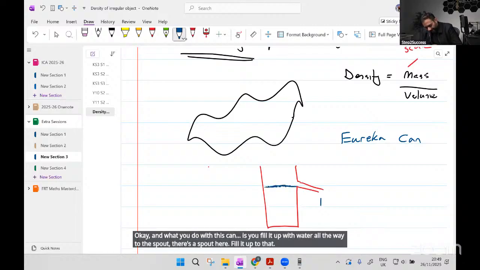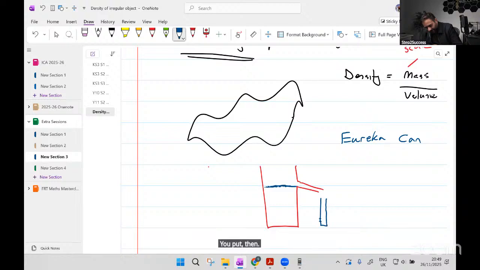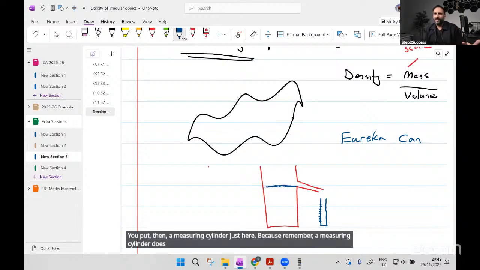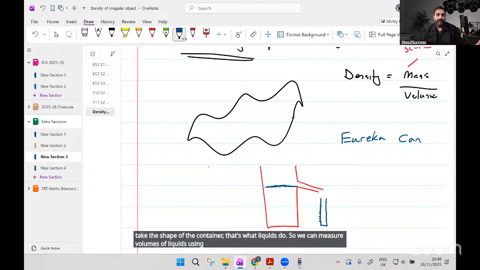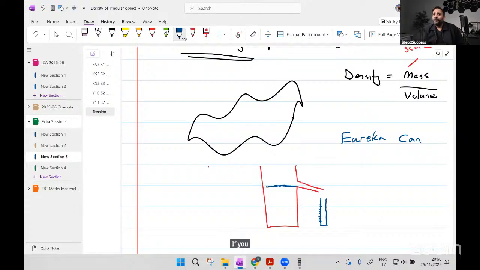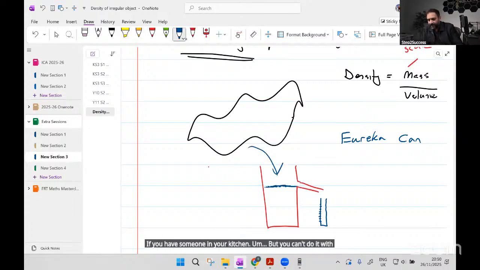You then put a measuring cylinder just here. Because remember, a measuring cylinder does measure volume, but it only does it for liquids. You can't drop a rock into there and get its volume because a liquid, remember, changes shape to take the shape of the container. That's what liquids do. So we can measure volumes of liquids using a measuring cylinder or a measuring jug if you have one in your kitchen. But you can't do it with a solid object. But if we use this, we can do it.